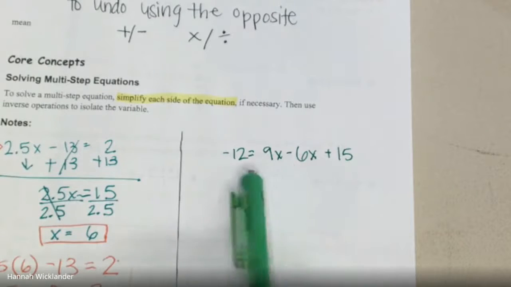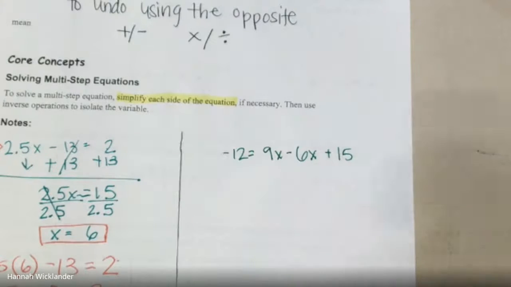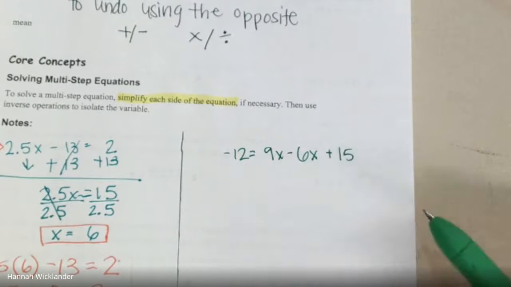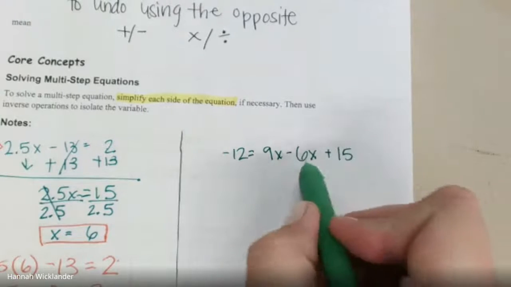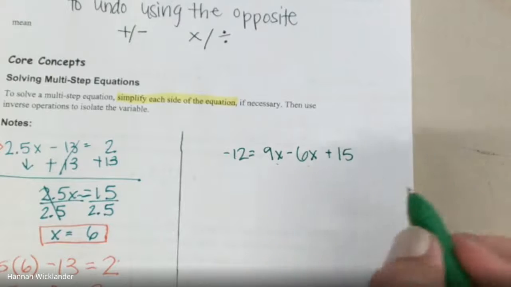So can I simplify this left side? No, it's just negative 12. But can I simplify the right side? Yes. I have 2 x's, so I can combine those to simplify the right side of the equation.